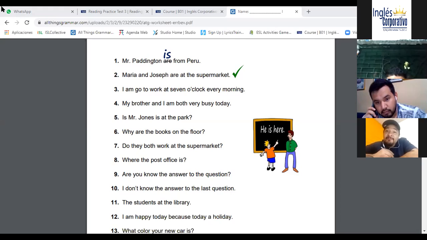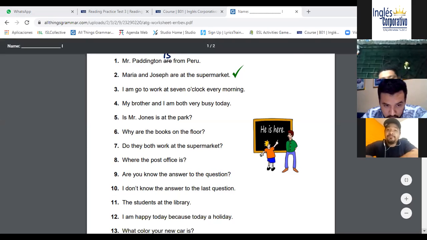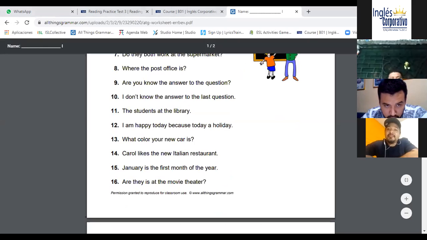The students at the library. Library, yes. The students are at the library. The students are at the library. Okay, yeah. ¿Cómo quedaría esa? The students are at the library, yes.